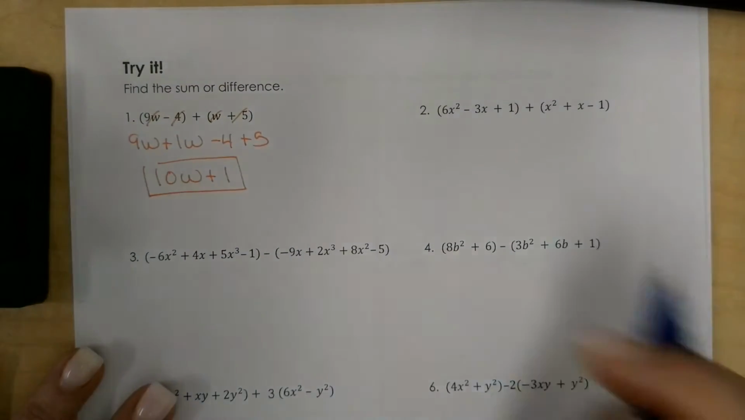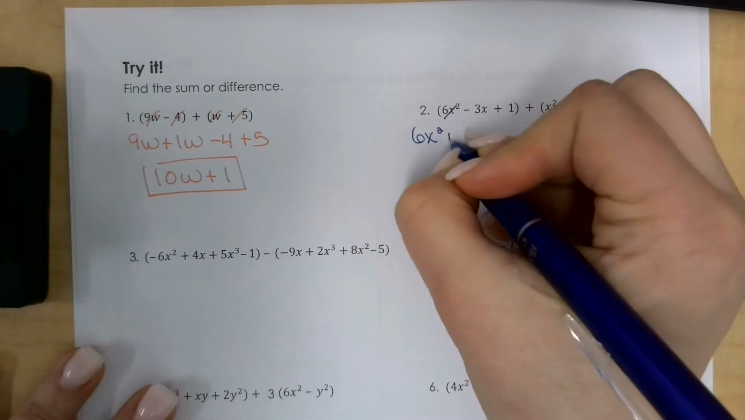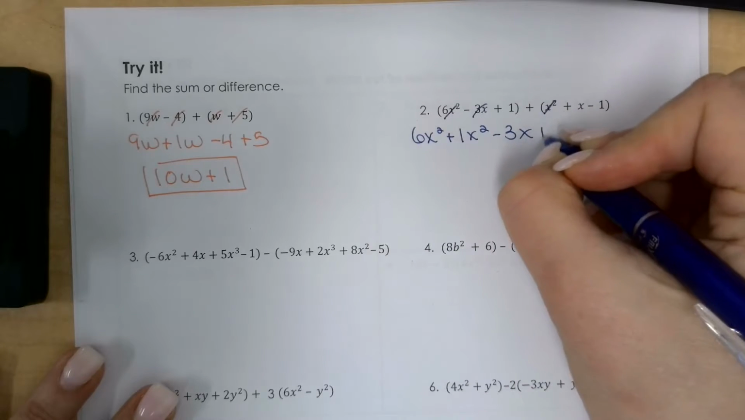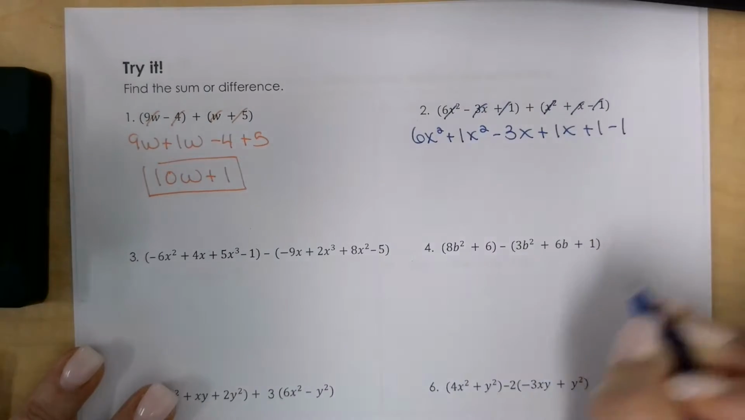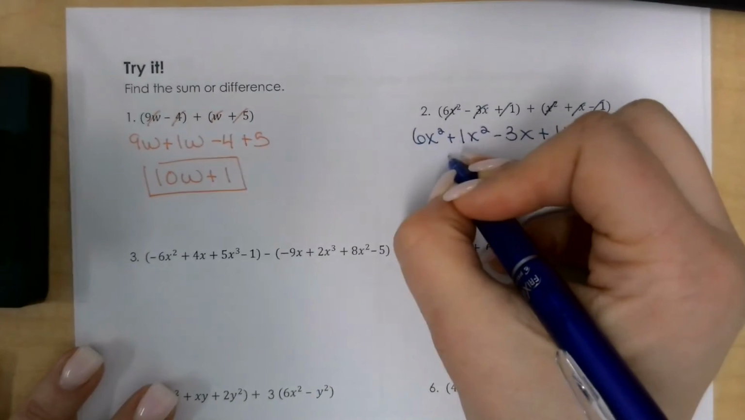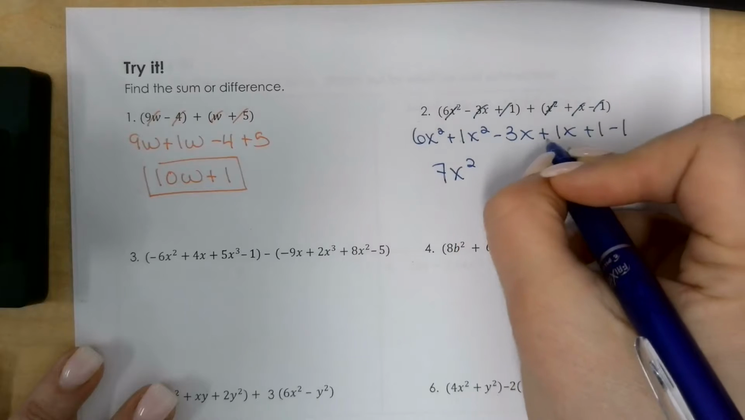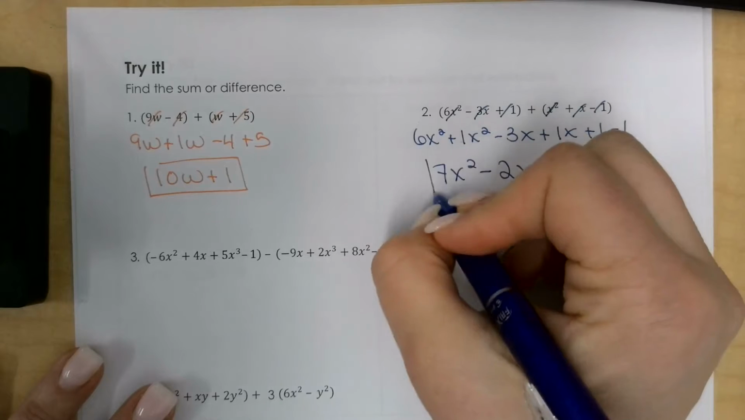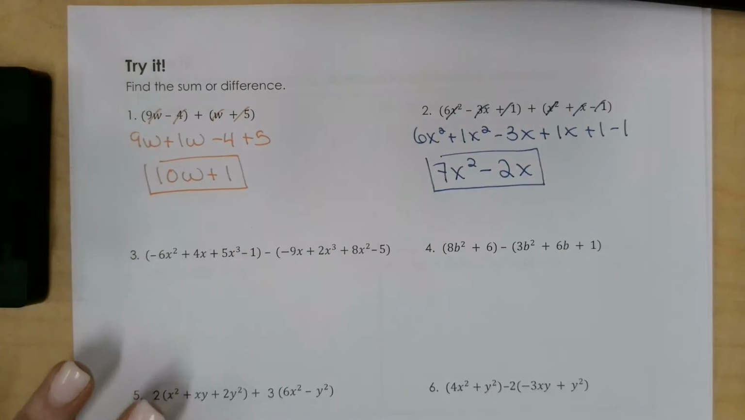In my next example, I have addition again, so I'm going to rewrite. I got 6x squared plus 1x squared minus 3x plus 1x plus 1 minus 1. Continuing my combining process, I've got 6 plus 1, which is 7x squared. Negative 3 plus 1 is minus 2x, and 1 minus 1 is 0. So this trinomial plus a trinomial actually simplifies to a binomial.